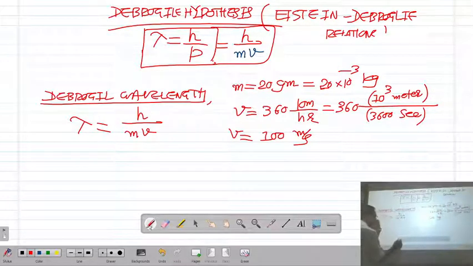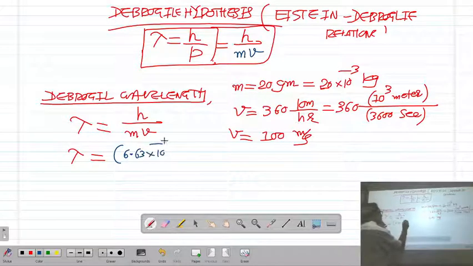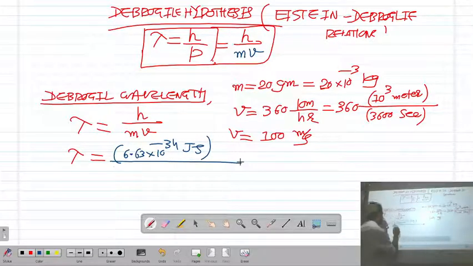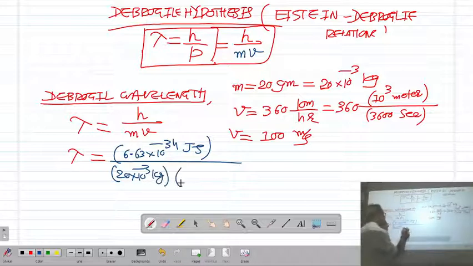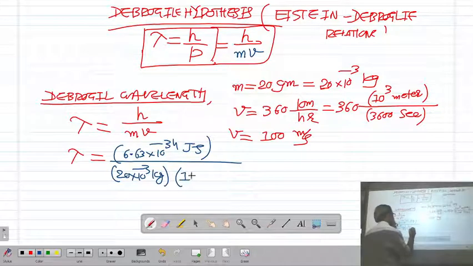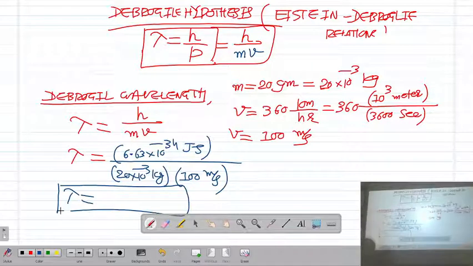Okay, substitute the values. So lambda is equal to the value of Planck constant h, which is 6.63 times 10 raised to minus 34 joule second. The mass of the bullet is given as 20 gram, that is 20 into 10 minus 3 kilogram. And the velocity of the bullet is 360 km per hour, that is 100 meter per second. So wavelength lambda is 3.31 times 10 to the minus 34 meter.